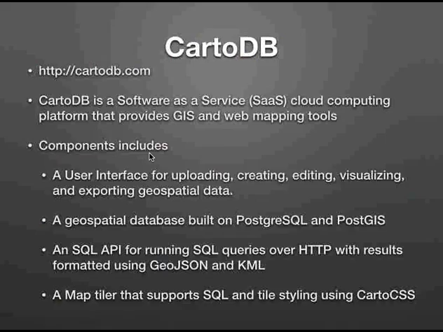I'll just move over here, which is a product called CartoDB. CartoDB is a software as a service cloud API. It provides the full GIS stack and mapping tools. I guess in some ways you could say it's a competitor to Google Maps. It's a competitor to the product we talked about, ArcGIS. There's a couple others out there we'll talk about.